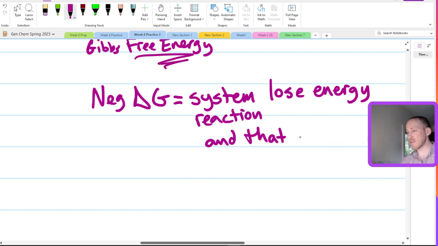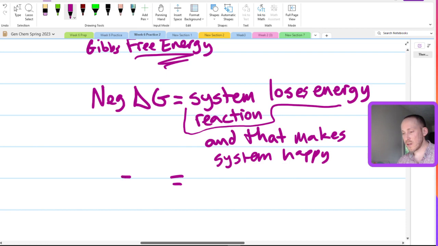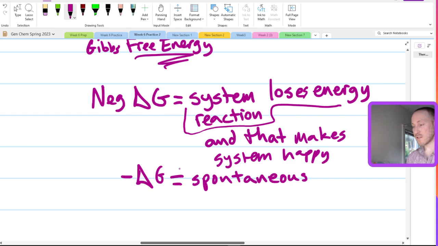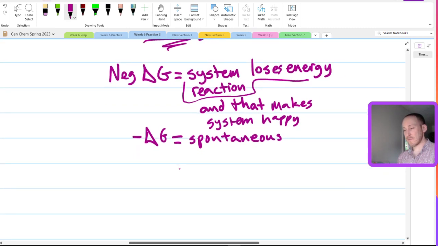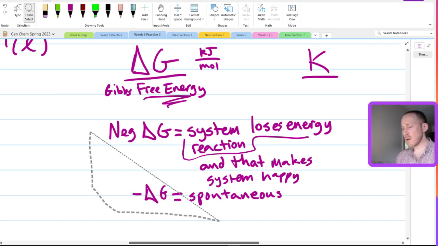So if you have a negative delta G, then the system or reaction will lose energy, and that makes the system happy. And so a negative delta G is just going to happen. It's spontaneous. If you have a negative delta G, then this reaction is going to be happier after it happens. So negative delta G makes the reaction spontaneous.